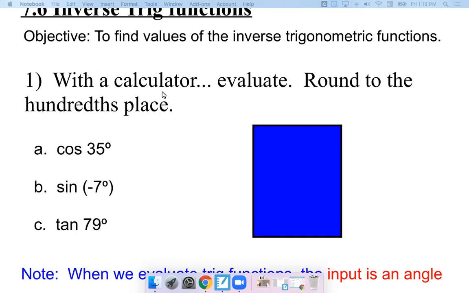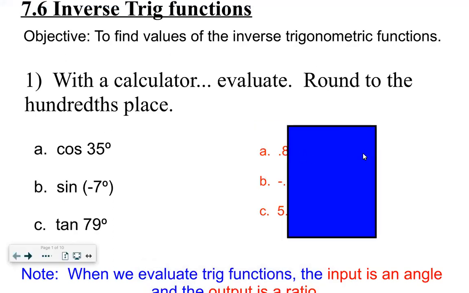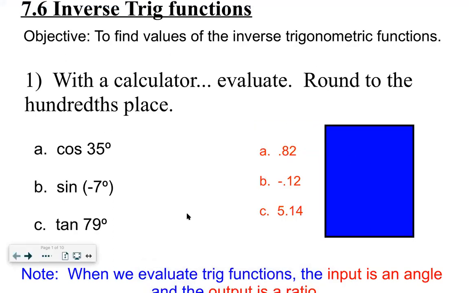So for just a quick review, these three functions are asking you to evaluate the cosine, sine, or tangent of a specific angle in degrees. To do this, you'd first make sure your calculator's in the degree setting, and then you just type in cosine 35 like I showed you, hit enter. You do that for the other three values. In this case, I'm asking you to round to the hundredths place, and these are the values that you're going to get in return.